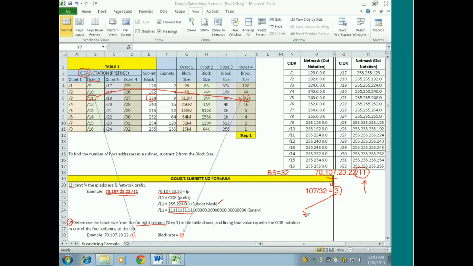Next step. We take that value 3 and we multiply it times the block size. Is that equal? The chart, the random chart with the concatenated numbers that pops up that is your homework this week, says to find the network address. Guess what the network address is for this exercise? 70.96.0.0.